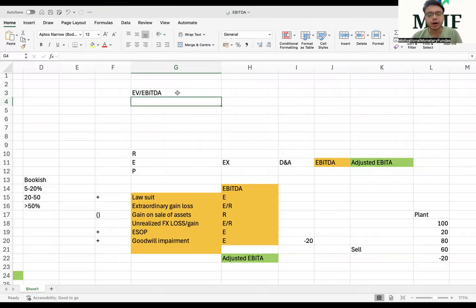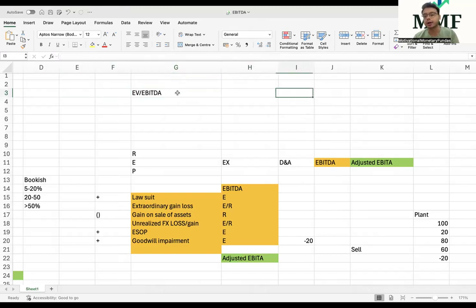Again, it's a part of our valuation series in which we are trying to cover various valuation multiples from a practical perspective. We have already covered the price to earning multiple, the price earning growth multiple, the price to book value multiple, as well as the price to free cash flow multiple. If you want to understand those multiples in detail, please refer to my previous videos. But in this session, we're going to discuss the EV to EBITDA multiple.